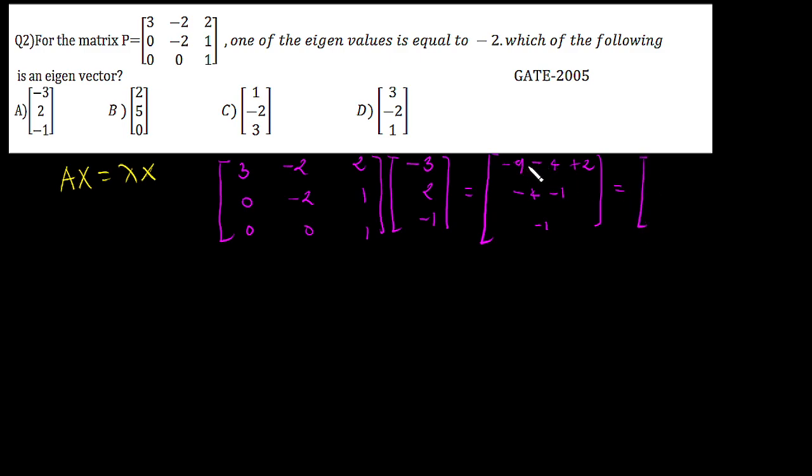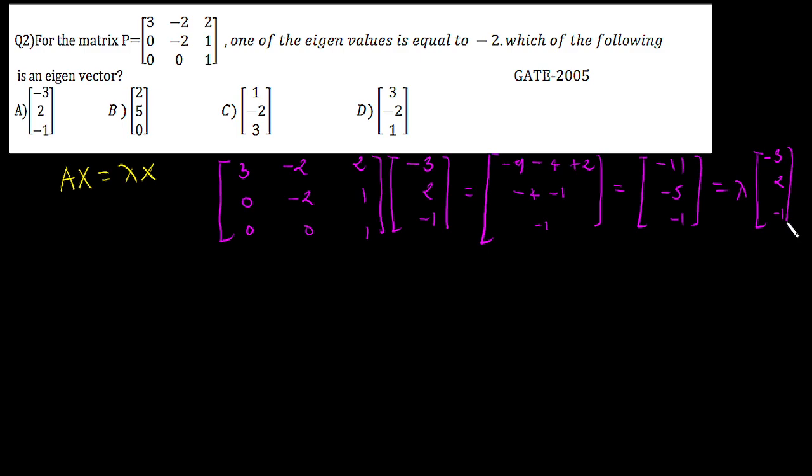So here we are getting minus 11, minus 5 and minus 1. Now if you try to find some scalar lambda to represent this vector as lambda times the initial one, which is this one, let's put an unknown lambda here, and here let's write the initial vector.